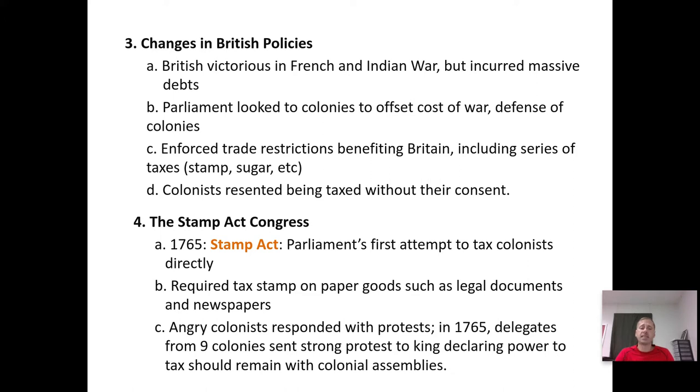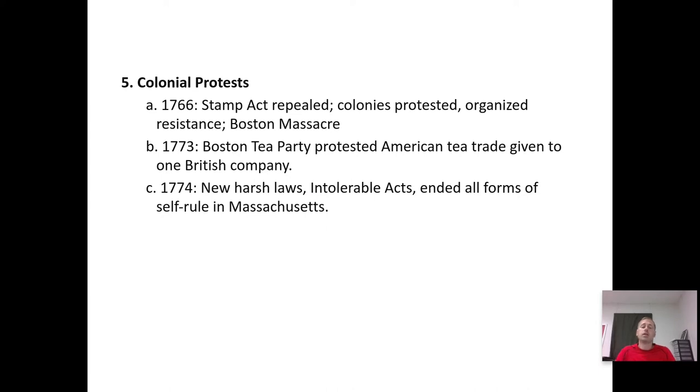And so in 1765, we sent a letter to the king. Nine out of the 13 colonies got together and sent King George III a strongly worded letter saying that we don't like taxes, and that the only tax that should be levied is by the colonial legislatures, that Parliament should not be able to tax the colonies. In 1766, Parliament repealed the Stamp Act. They were kind of surprised or shocked that we would raise such a ruckus over this normal tax.